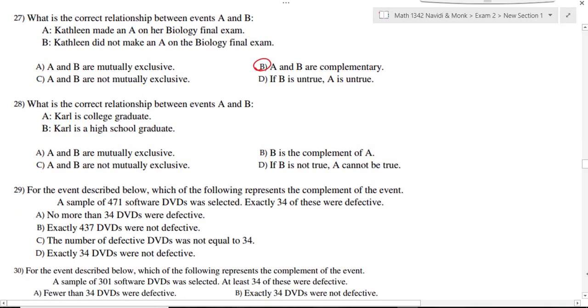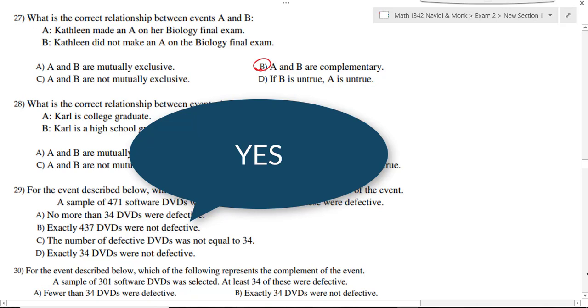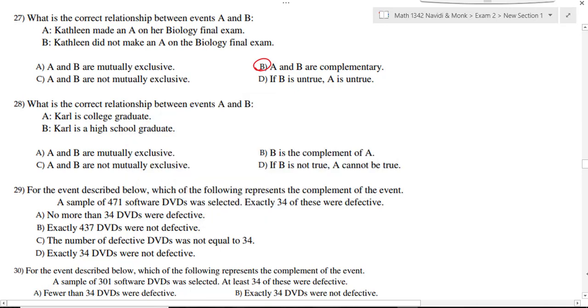Number 28. What is the correct relationship between events A and B? Carl is a college graduate. Carl is a high school graduate. Is it possible to be both a college graduate and a high school graduate? So are these mutually exclusive? No, they're not mutually exclusive. They're not complementary either. In order to be complementary, you have to be talking about the same thing and have one thing negate the other.